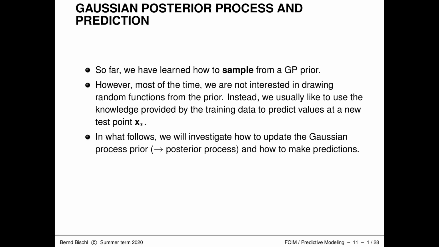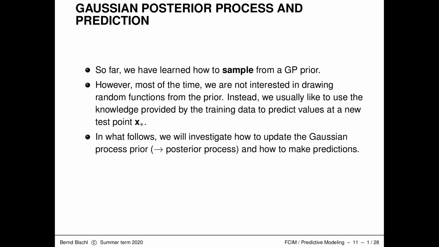So far we have only learned how to sample from a Gaussian process prior. And this is a little bit boring and unexciting from a learning perspective, where obviously we are mainly interested in how to use the knowledge we have obtained through our training data to predict values at new test observation locations, at new measurement points x star.